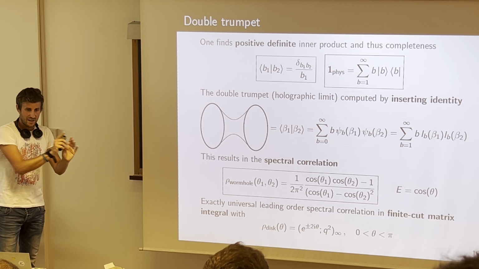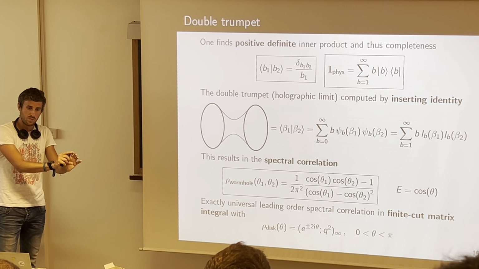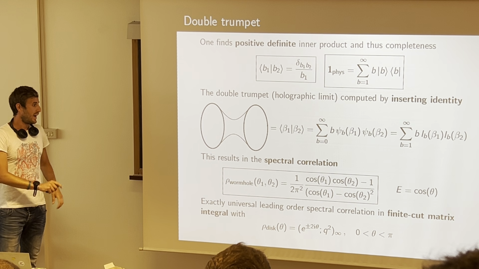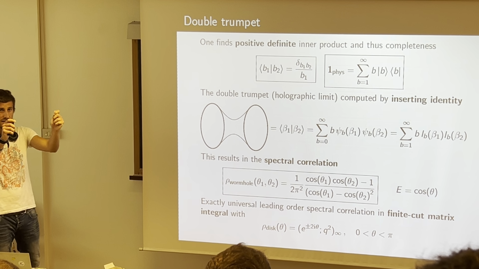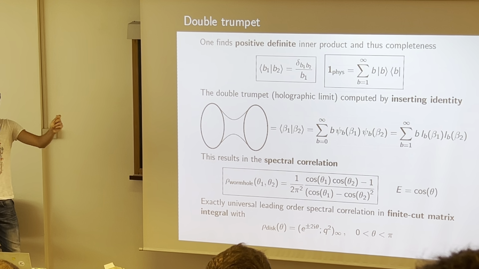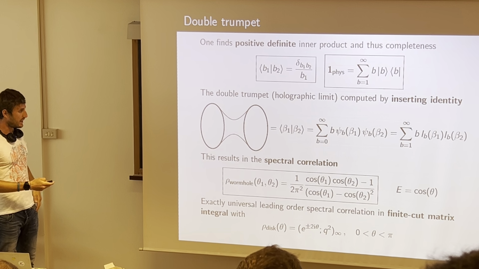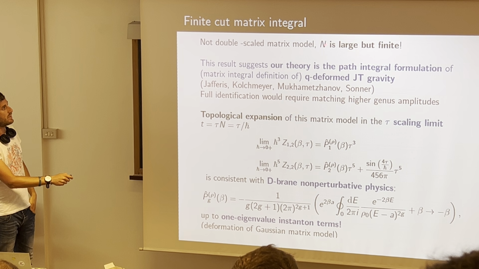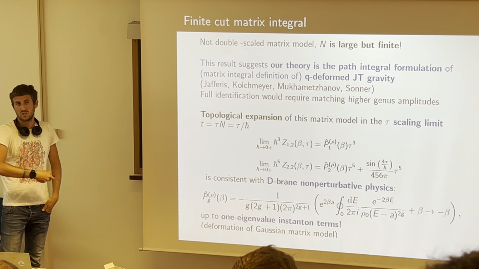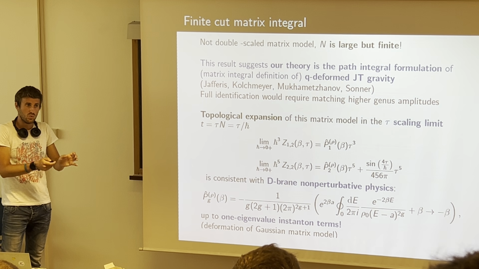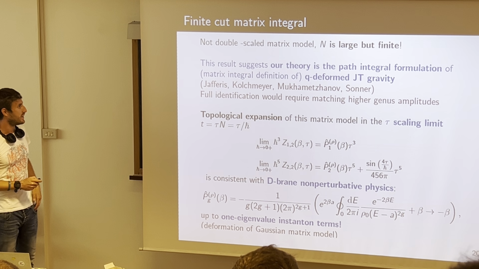So one has to send the number of eigenvalues to infinity while at the same time zooming on the spectral edge of the spectrum to have a double scaling matrix model. In this case, we have a finite cut. So the eigenvalues are just on a finite portion of the real line. And so also the dimension of the matrix is still large if I want to do some kind of topological expansion, but it's not infinite because I don't need to double scale like on the spectral edge.